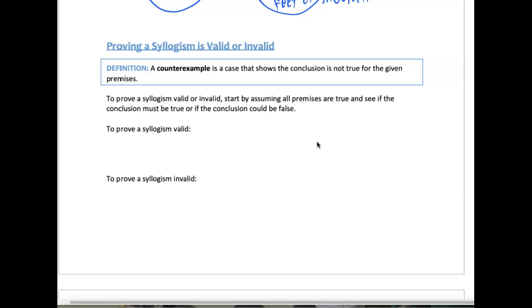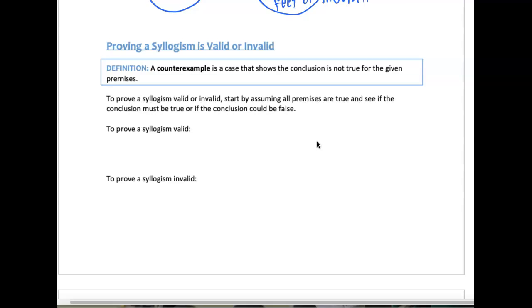So let's start first. To prove a syllogism valid or invalid, start by assuming all premises are true. And then we ask ourselves a question. If all the premises are true, does the conclusion have to be true, or could the conclusion be false? If the conclusion must be true, that means the syllogism is valid. If the conclusion could be false, that means the syllogism is invalid.